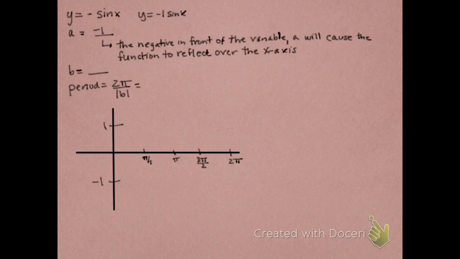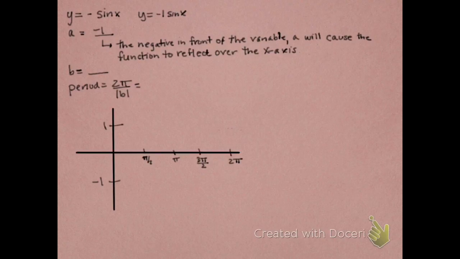Alright, let's look at y equals negative sine x. That's the same thing as y equals negative 1 sine x, and my a is negative 1. The negative in front of the variable will cause the function to reflect over the x-axis. In other words, flip over.